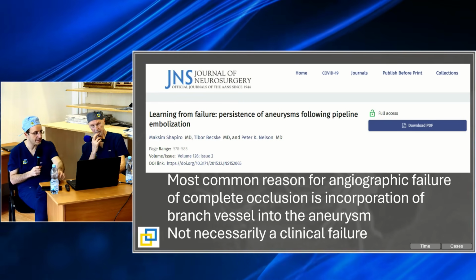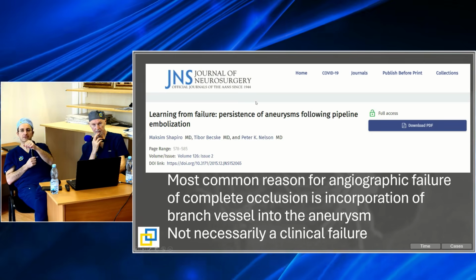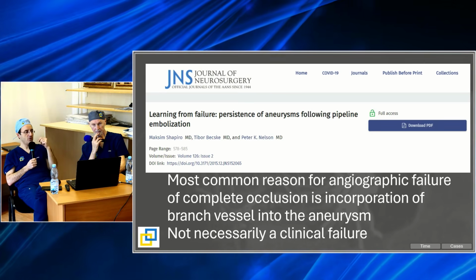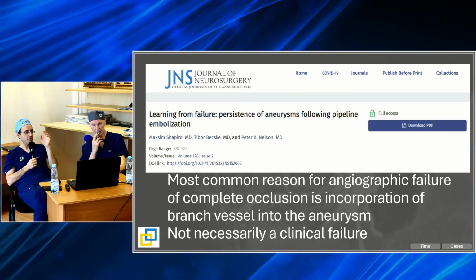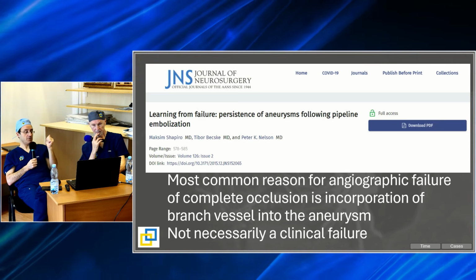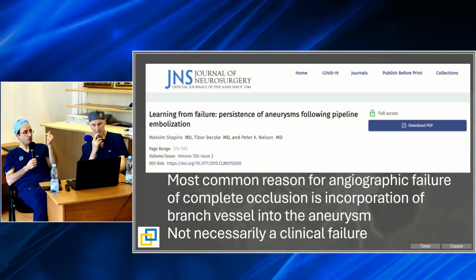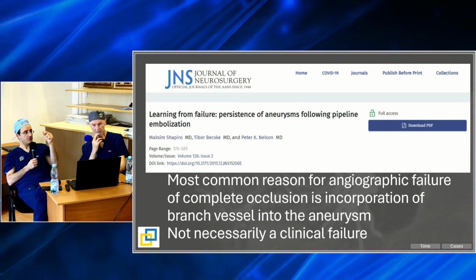So in looking at the reasons why an aneurysm might stay open after flow diversion, the most common by far is an incorporation of a branch into the aneurysm.